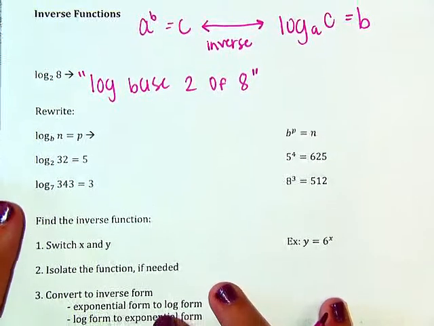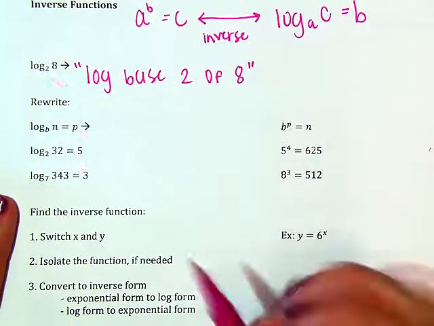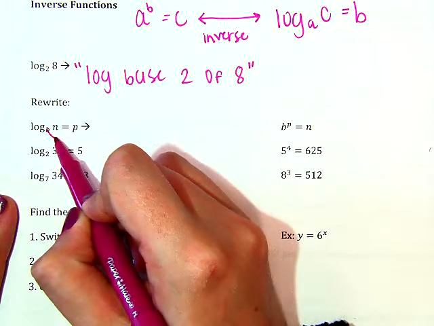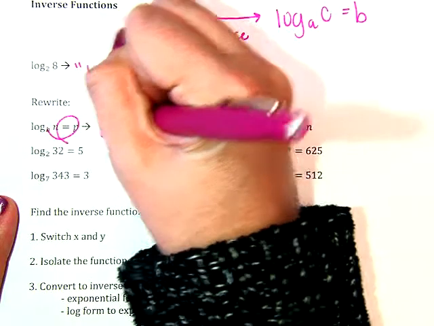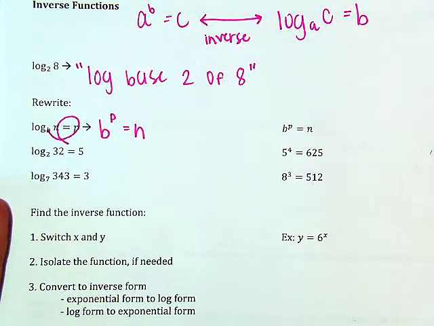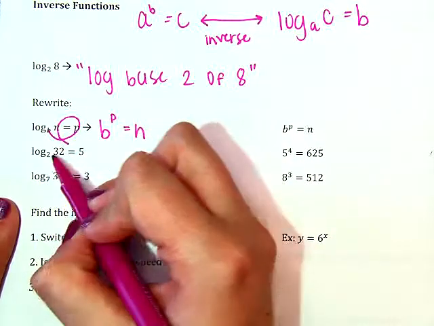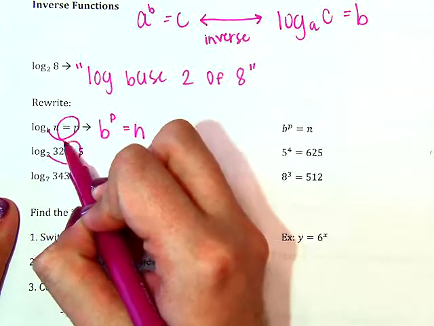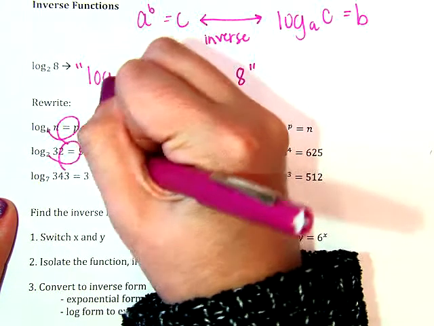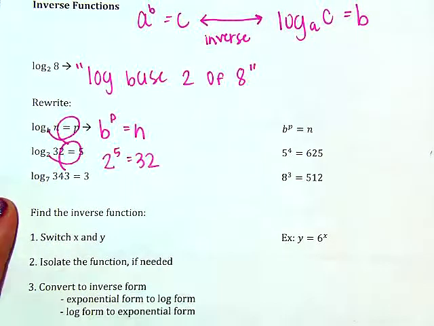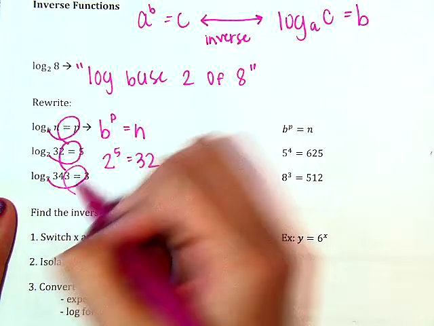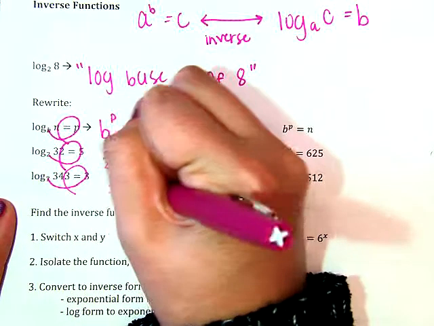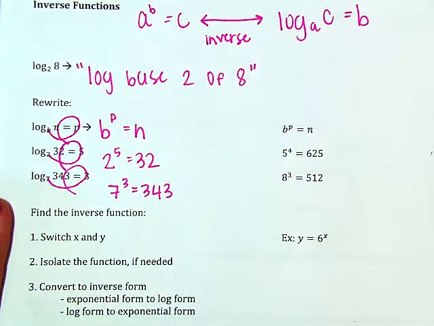So going back to some rewriting, I'm going to use my swirly and my big L. So swirly, b to the power of p equals n. Do that same thing. 2 to the power of 5 equals 32. It's just telling you what order to go in. 7 to the power of 3 equals 343.